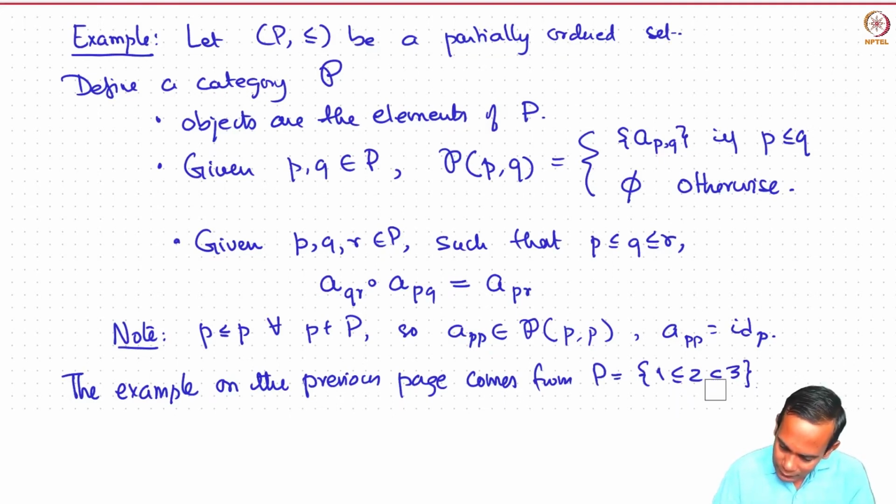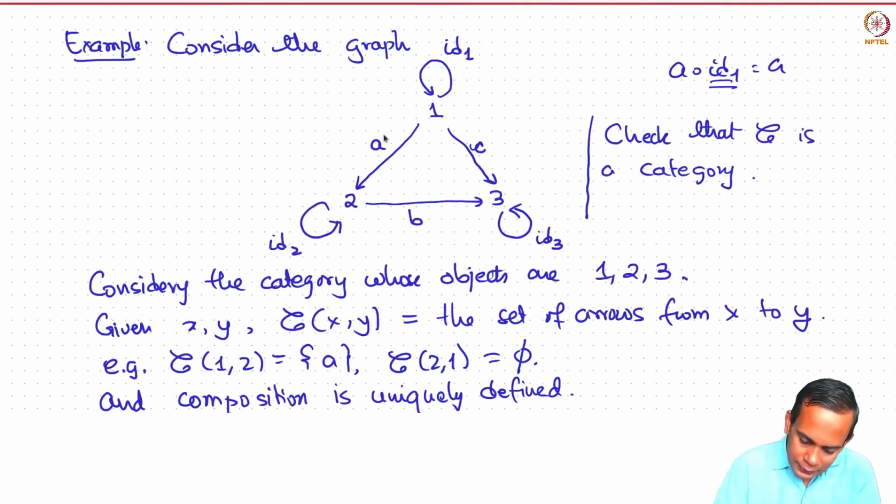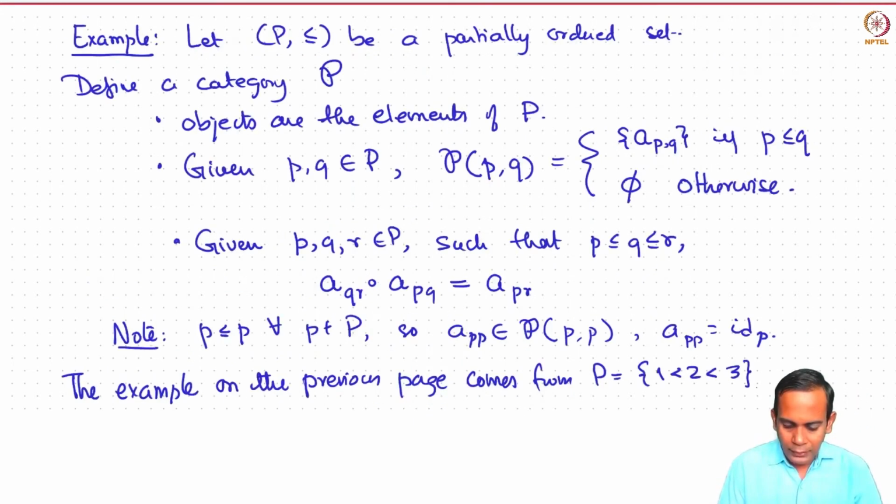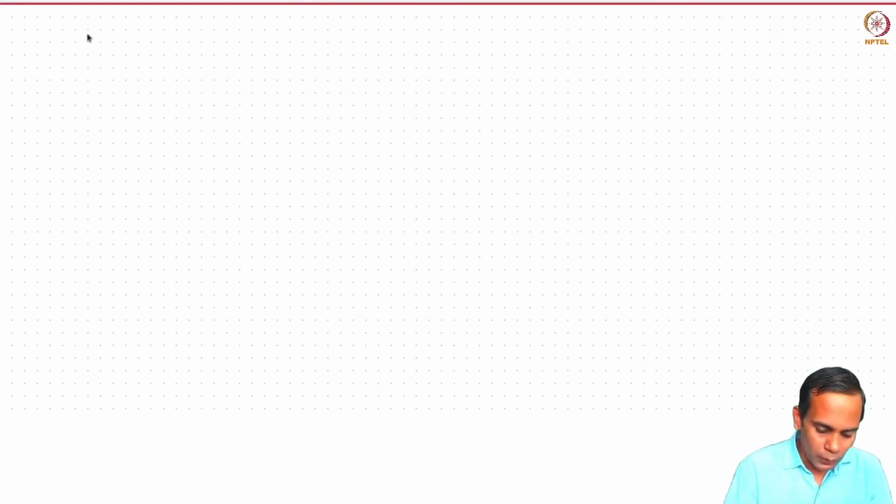So maybe the best way to write this is that 1 is strictly less than 2 is strictly less than 3. That's a linear order. And if you look at it, this is what we would call A12. This is what we would call A23. This is A13, and this is A23. This is A22. This is A11, and this is A33. The next few examples are really ways of constructing new categories from old ones.